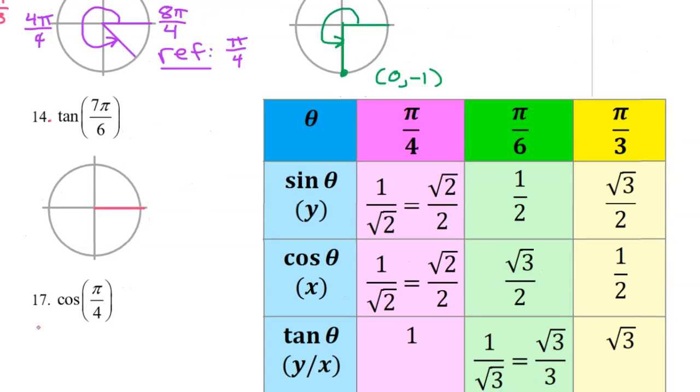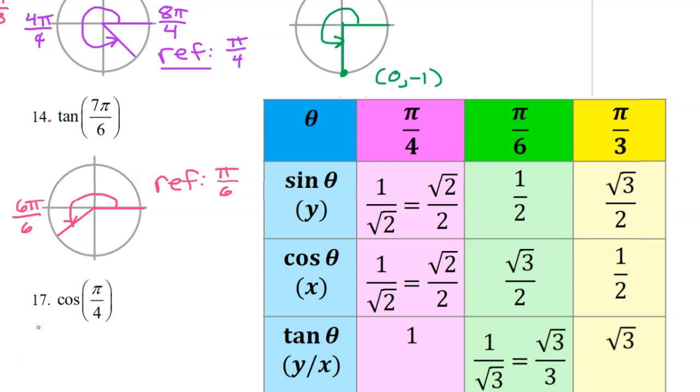In what quadrant is 7 pi over 6? We can think of pi as 6 pi over 6. Therefore, 7 pi over 6 will be pi over 6 more than 6 pi over 6. That puts it right here in the third quadrant. We can also tell that the reference angle is pi over 6.